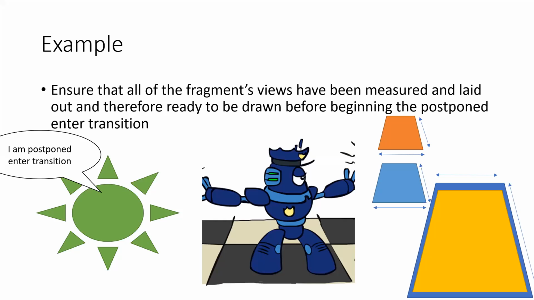So what you do is fire a command called postpone enter transition. The enter transition will be postponed. It will wait for the view to be loaded. Once it is loaded fully, only then can you start the transition.